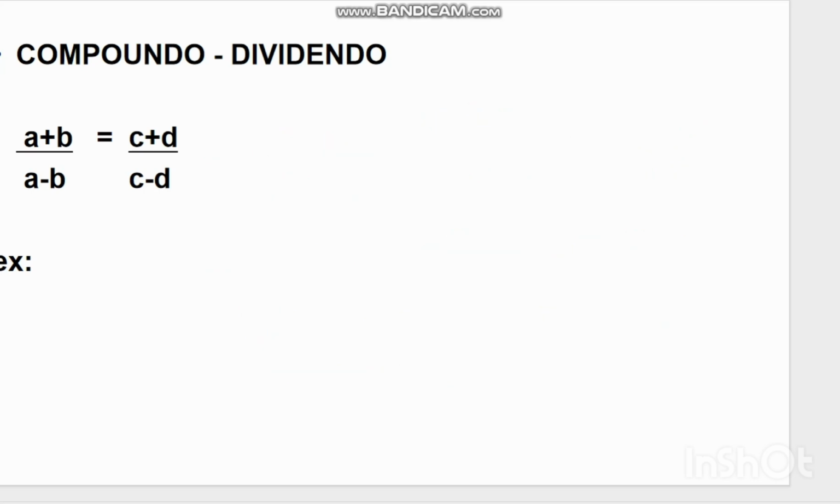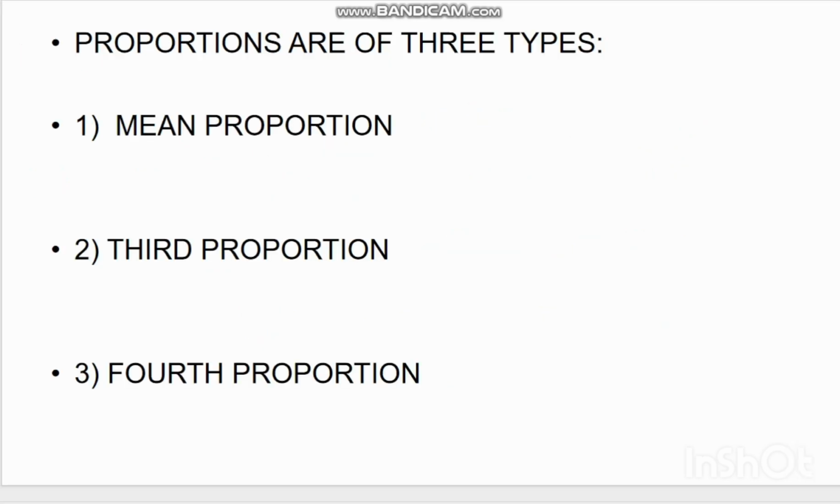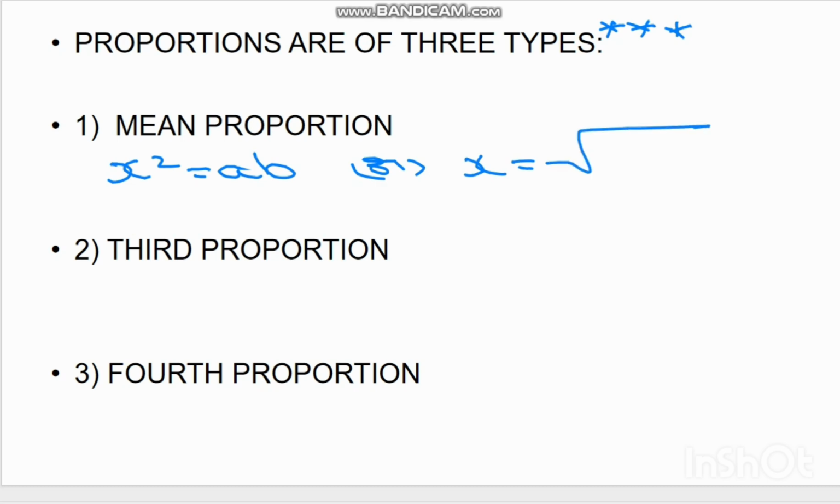And proportions, there are three types of proportions, which is one of the important things to remember. Here mean proportion is nothing but x square equal to AB or x equal to root AB.